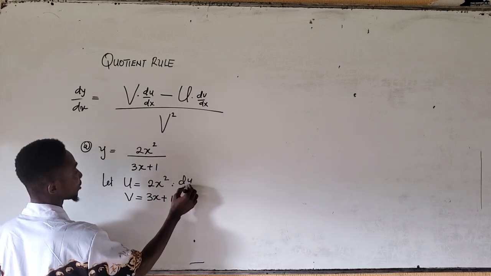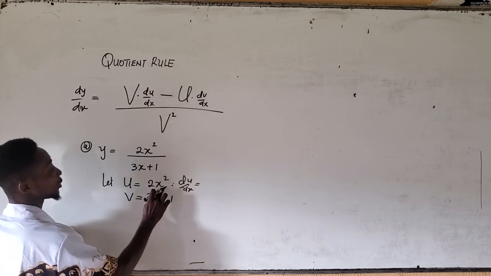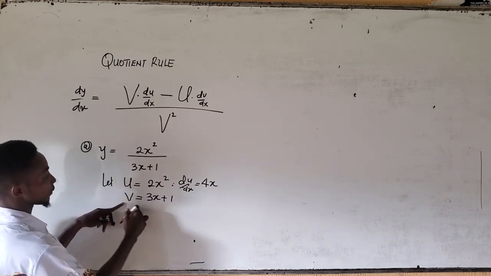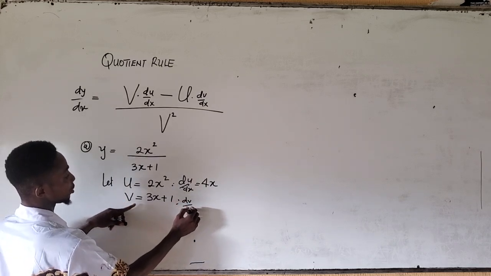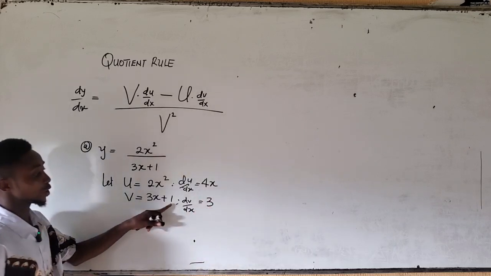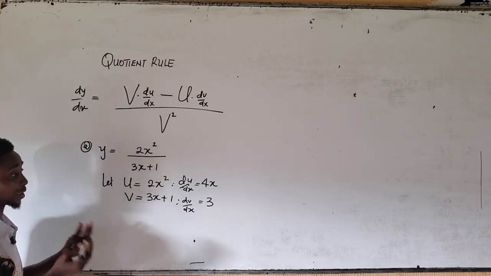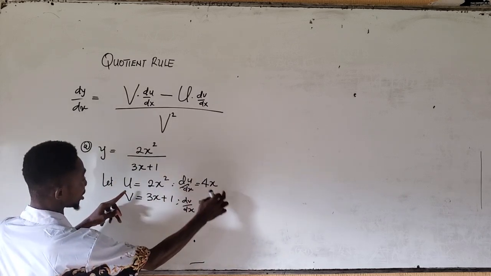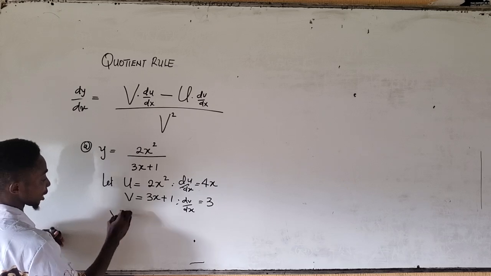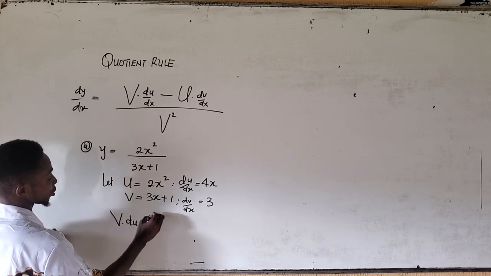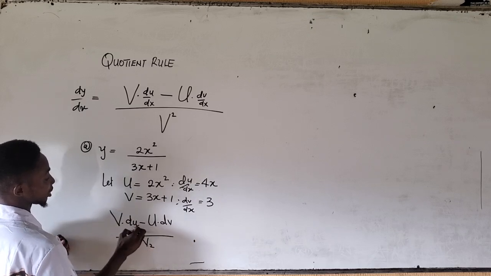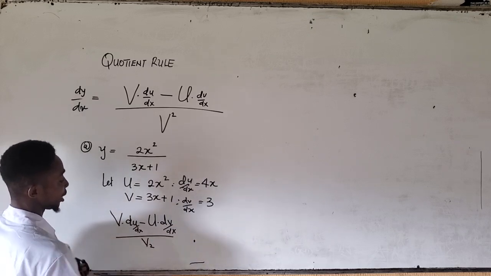Differentiate this u with respect to x. If we differentiate 2x squared, it will give us 4x. Then when you differentiate v with respect to x, differentiate 3x, that will give us 3. Differentiate 1, which is a constant, that is 0. So having gotten this differentiation, you will state your formula. You say formula is given as v du minus u dv all over v squared. These are with respect to x.